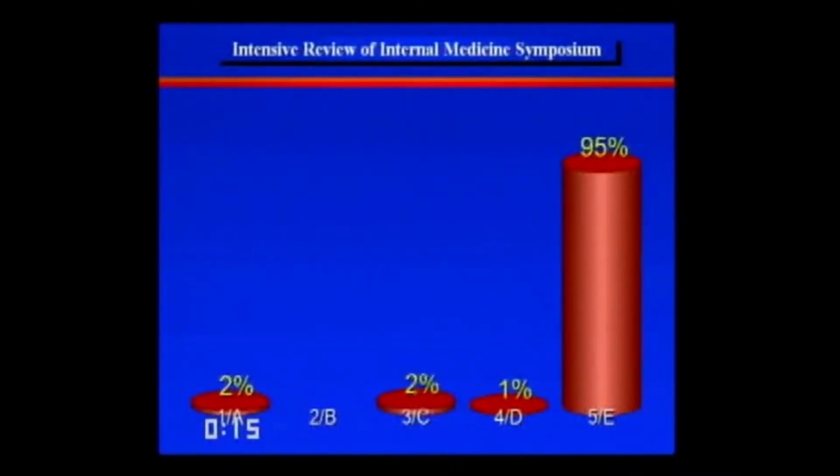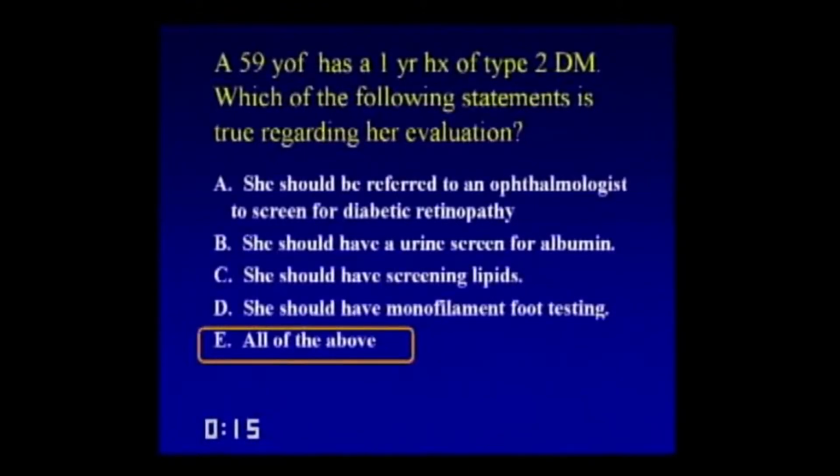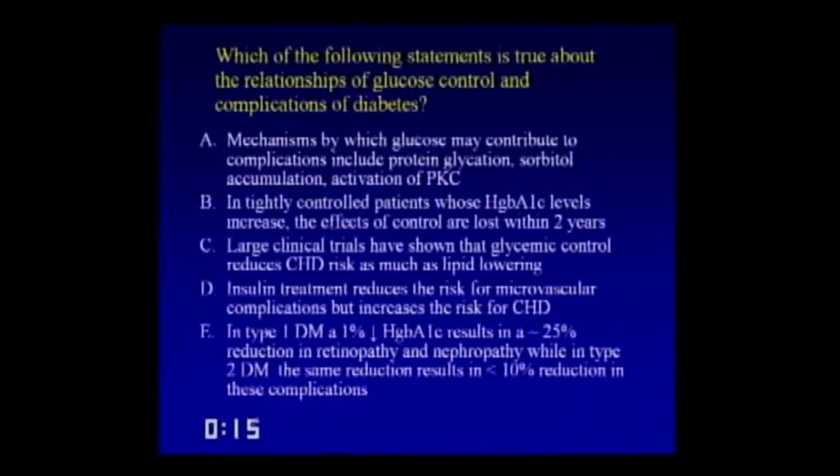Good. One third of the 20 million people in this country with type 2 diabetes don't know they have it. They may have had it for many years, so you have to start screening for all of the complications. Which of the following statements is true about the relationships of glucose control and the complications of diabetes? This kind of looks like an ADA meta question, doesn't it?